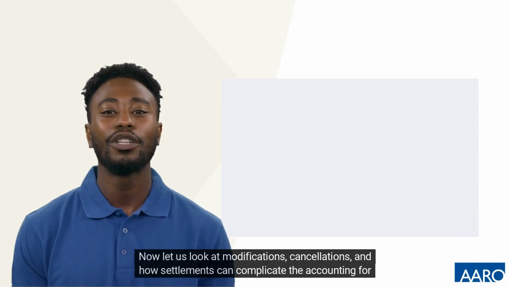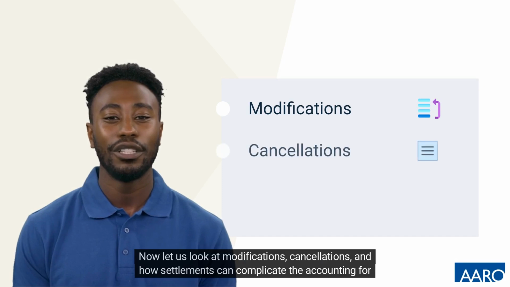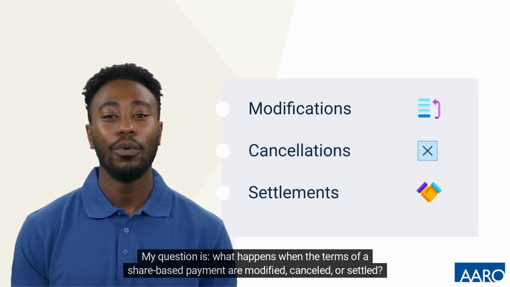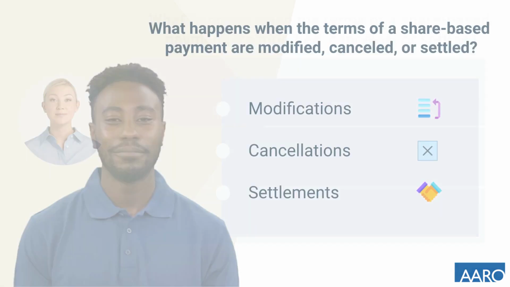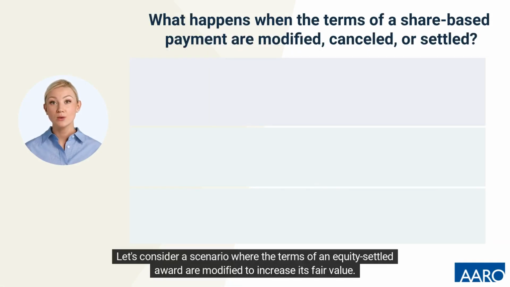Now, let us look at modifications, cancellations, and how settlements can complicate the accounting for share-based payments. My question is, what happens when the terms of a share-based payment are modified, canceled, or settled? Let's consider a scenario where the terms of an equity-settled award are modified to increase its fair value.